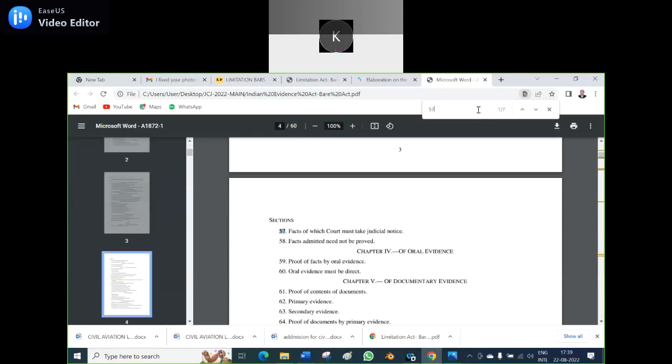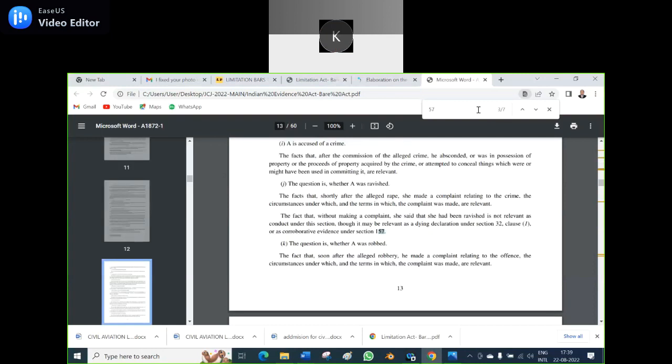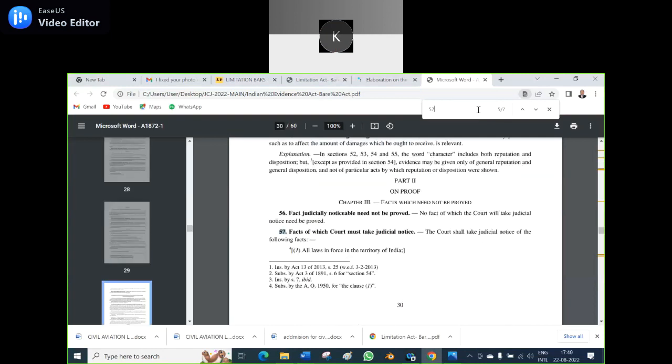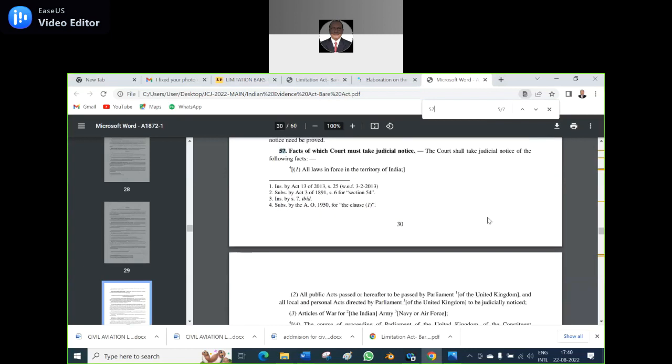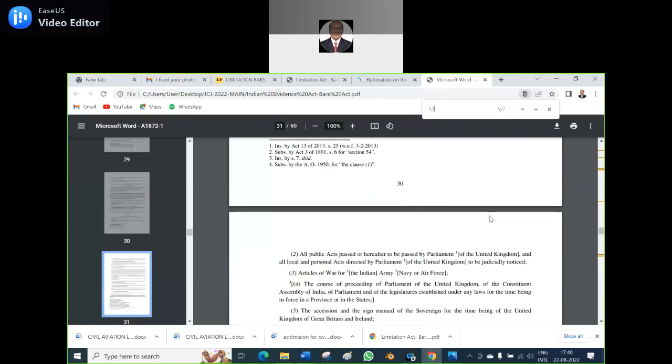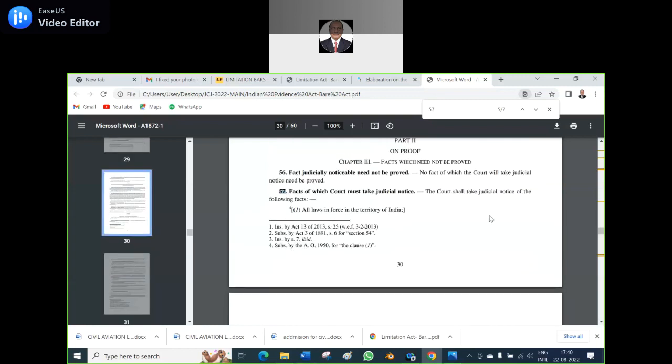Clause. See, I am showing here again. Okay, now it will come. 57. Did you see it, which I shared on the screen? Facts of which court must take judicial notice. The court shall take the judicial notice of the following facts. That means a tail is there, and afterwards colon and dash is there. Later on, one is there, and one clearly written in italics. So what do you say?